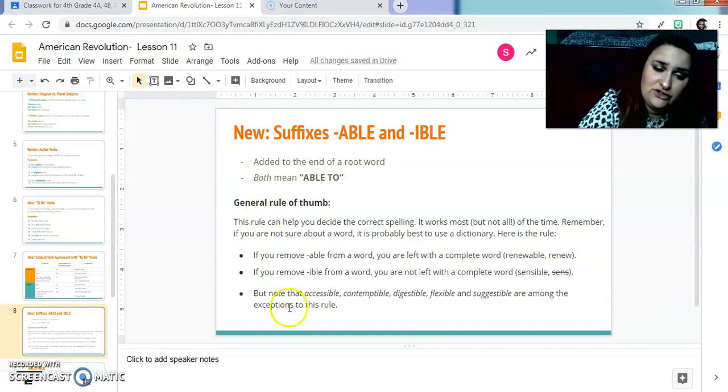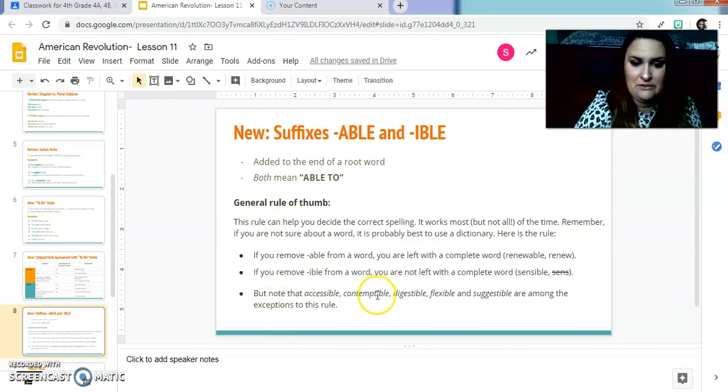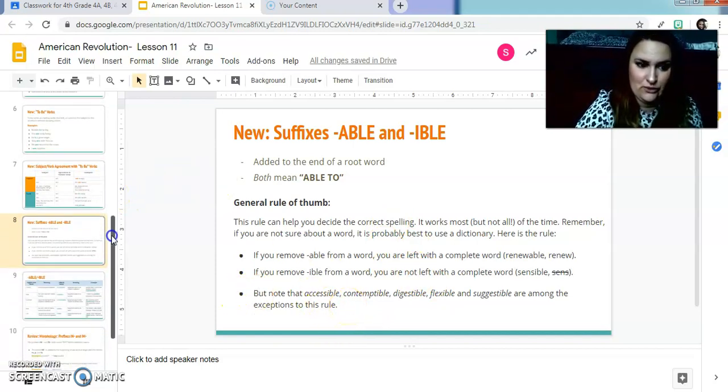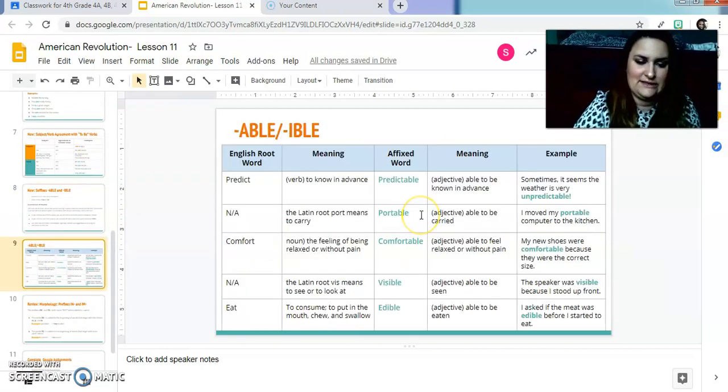But also just remember that these ones at the bottom, accessible, contemptible, digestible, flexible, suggestible, they're all exceptions. So it's kind of easier just to know once you actually have the word, and you kind of have to approach the word case by case, word by word. But usually these two rules will work. But again, these words, they don't fit that rule. So there's always exceptions to the rule.